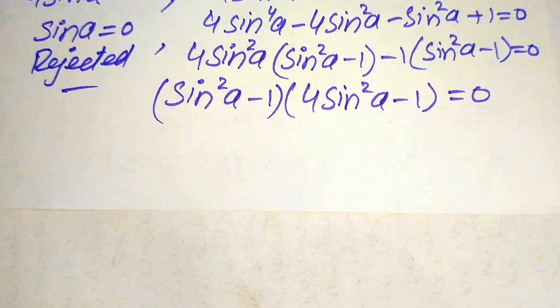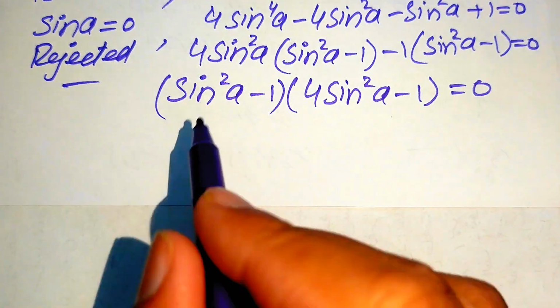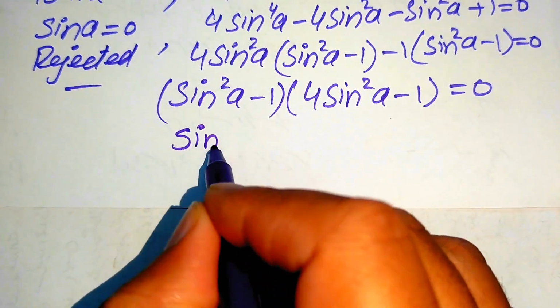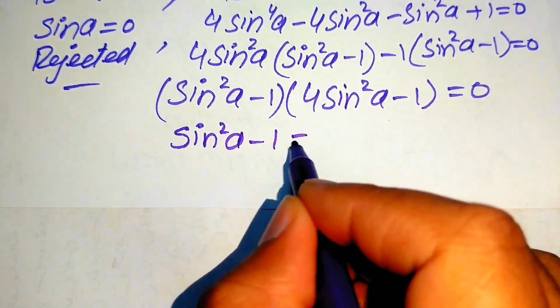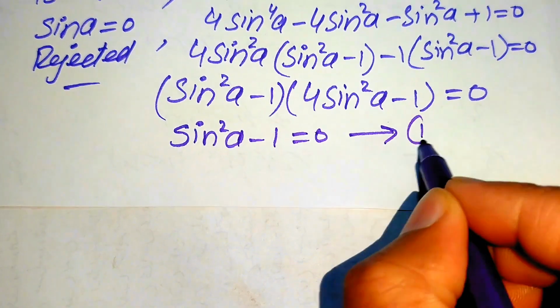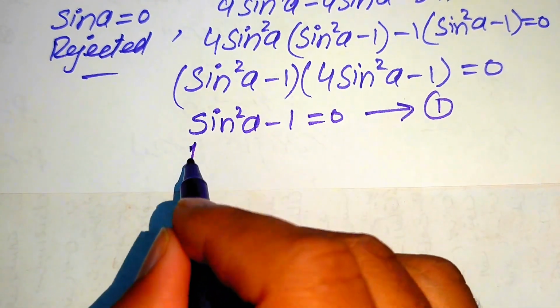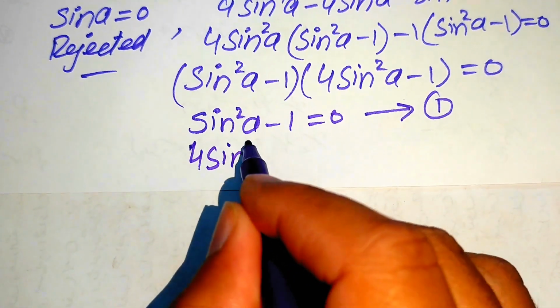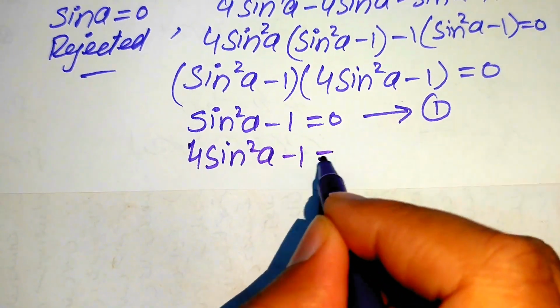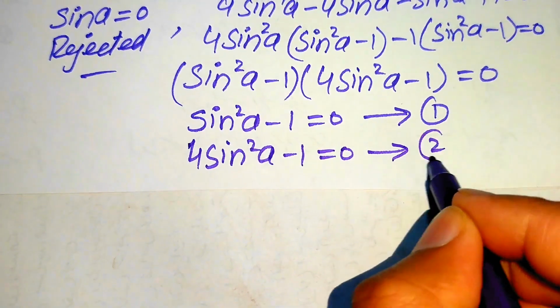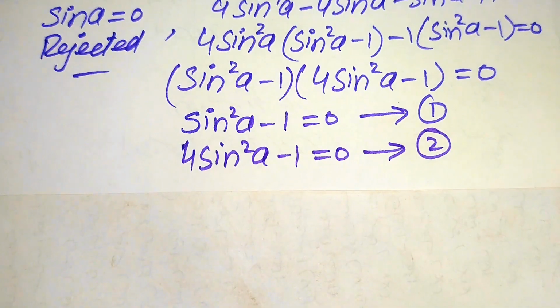And now we convert this into two cases. Our first case is sin^2 a minus 1 equals 0, and we call this equation number 1. Our equation number 2 is 4 sin^2 a minus 1 equals 0, and we call this equation number 2.